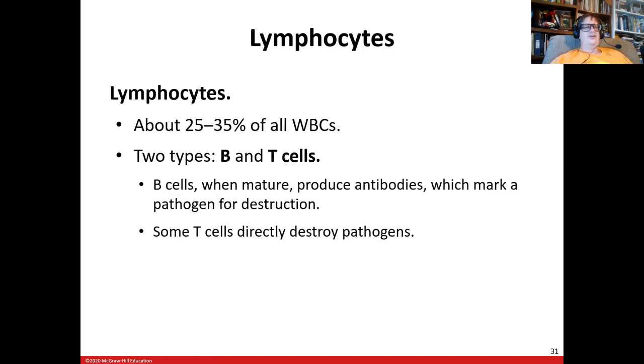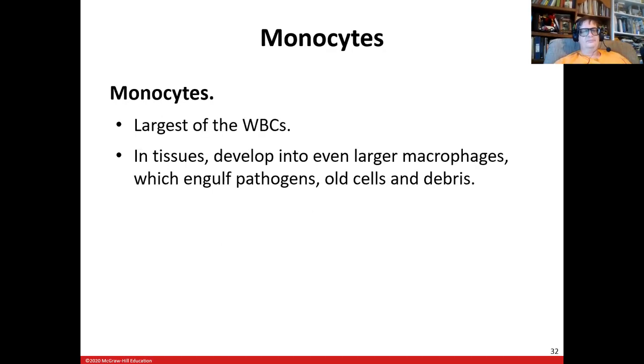For instance, there's a type of T cell called a cytotoxic T cell. It will literally go up next to something else that needs to die, and it will spill out poisons to kill it.